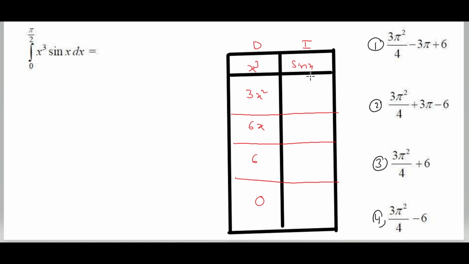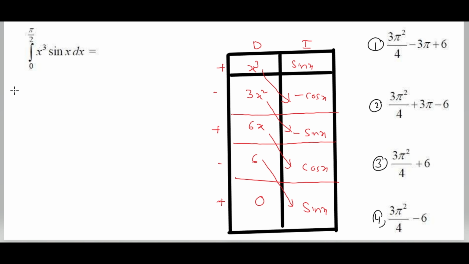Now we take integration of sin x, that is minus cos x, and integration of minus cos x, that is minus sin x, and integration of minus sin x, that is cos x, and integration of cos x is sin x. In this term we take this is plus, and this is minus, plus, minus, plus. So multiplying these two, cross multiplication, x cube into minus sin x. Next term 3x square into minus cos x, 6x into sin x, and 6 into cos x. Next 0 into that value, total value is equal to 0.